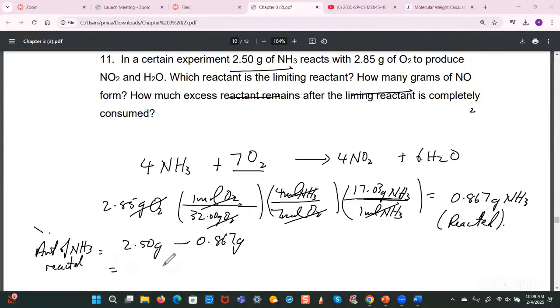And according to my calculations, we have to round this off to 2 decimal places. So that's 1.63 grams of ammonia that is not reacted, remain. That's what I should have said, remain. All right, and that's basically how that third part is done.